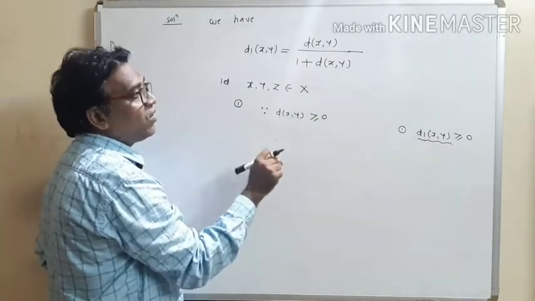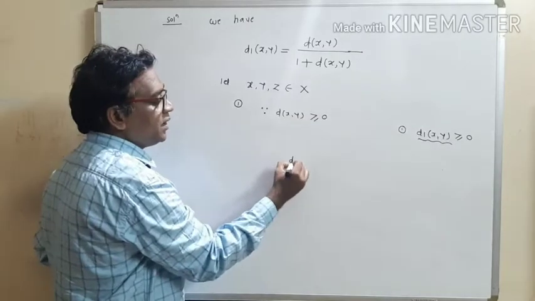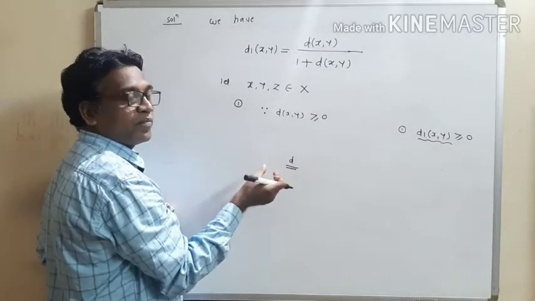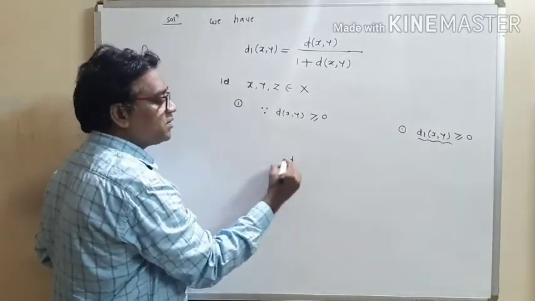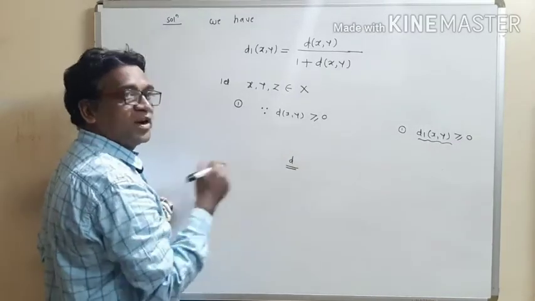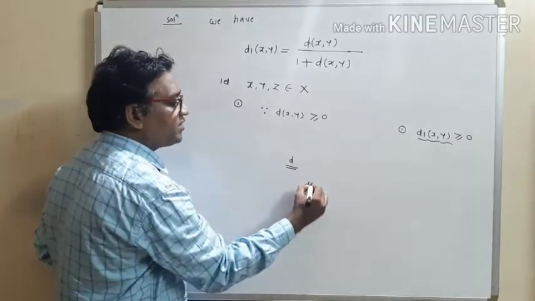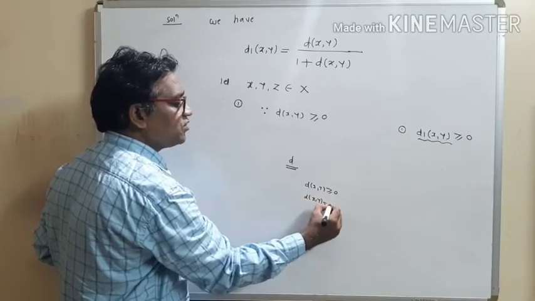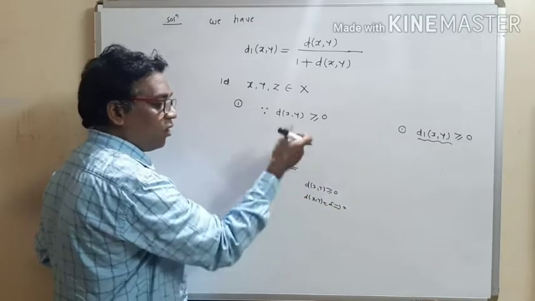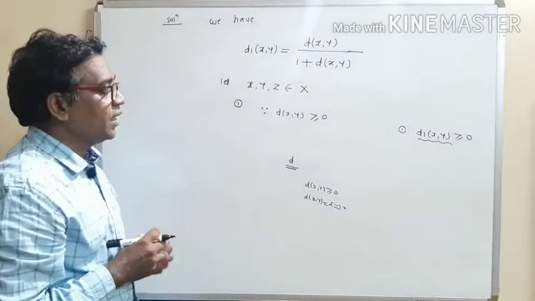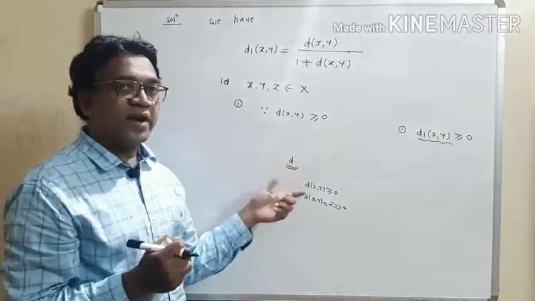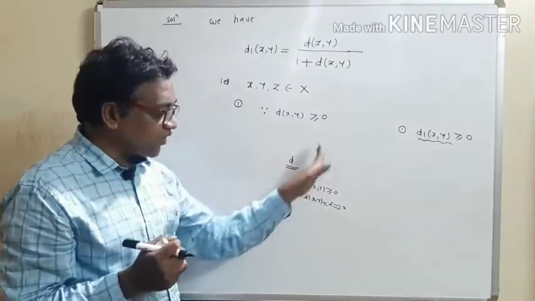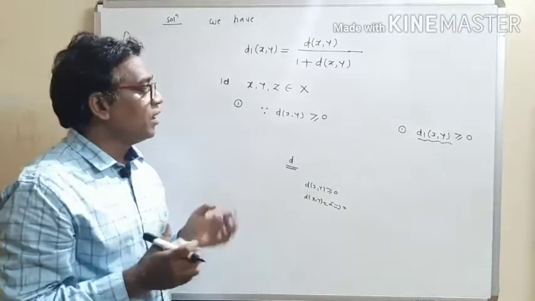This is non-negative because D is a metric space, it is given. D is a metric space means obviously D satisfies 4 conditions. What are those 4 conditions? d(x,y) is non-negative, d(x,y) equals 0 if and only if x equals y, all those 4 conditions. If D is a metric, it is given. That means D satisfies these 4 conditions.